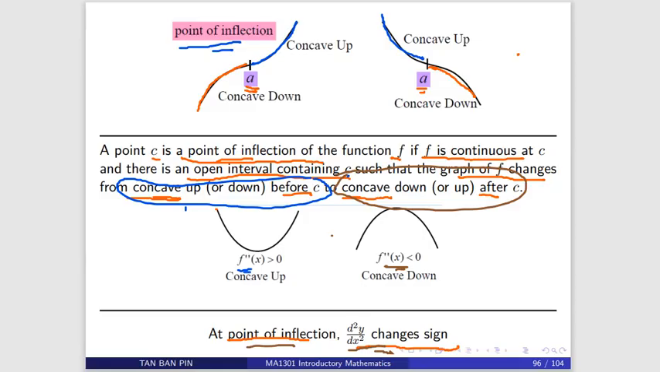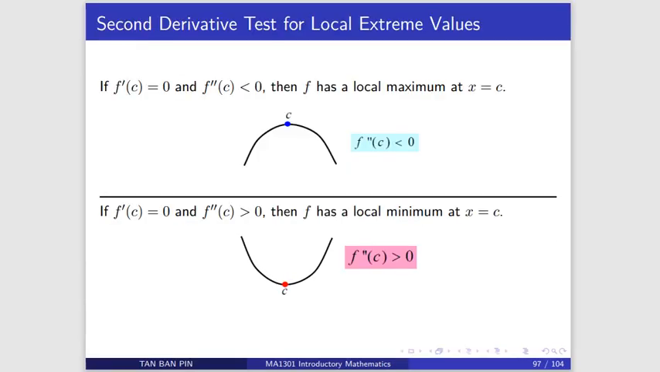Next we shall see how you can use f double prime to test for local maximum and local minimum. So suppose f prime C is 0. That means at C the gradient is 0. Then if f double prime C is negative, f will have a local maximum at x equal to C.